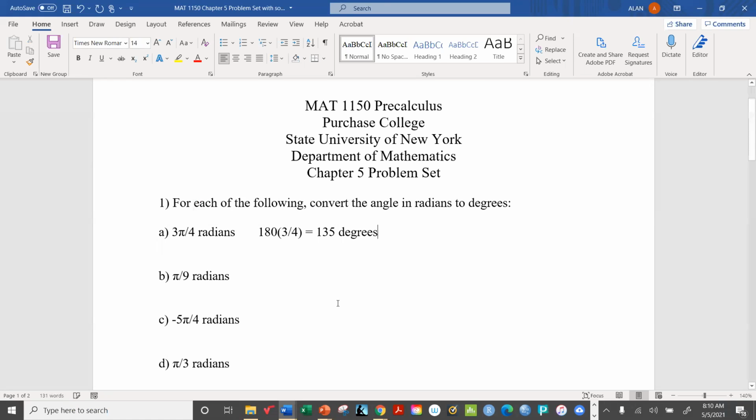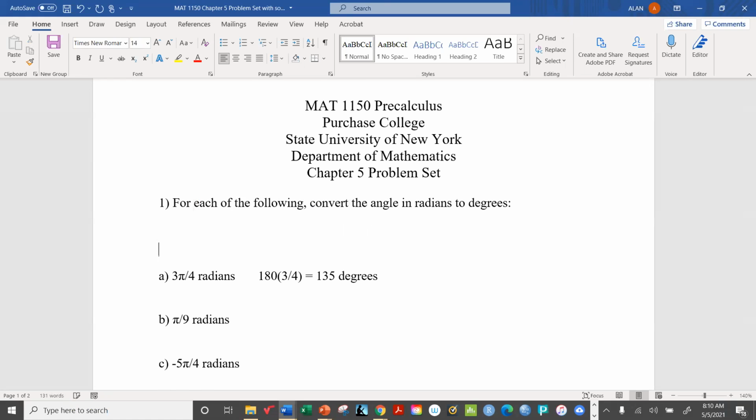So I'll make a little note here in the answers. Pi radians is 180 degrees. So basically, you're making a substitution here. The pi is being replaced by 180. And so 3/4 pi radians is 135 degrees.